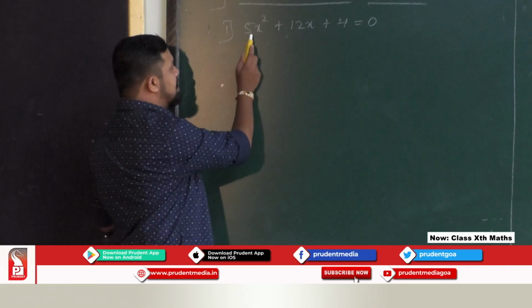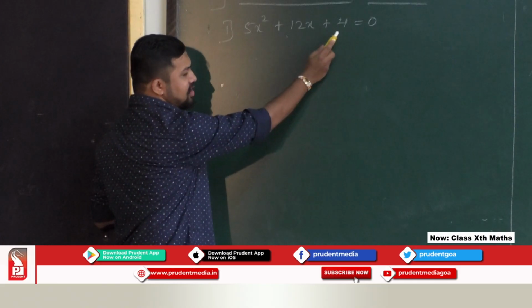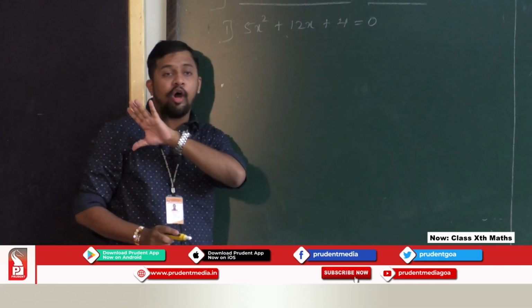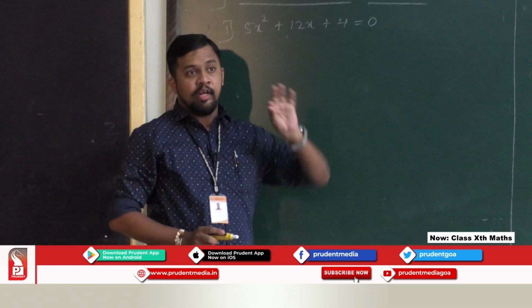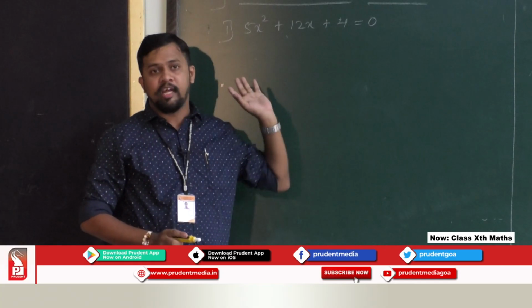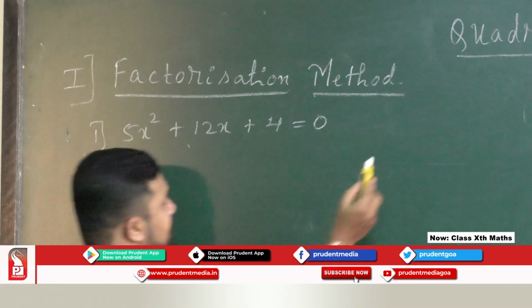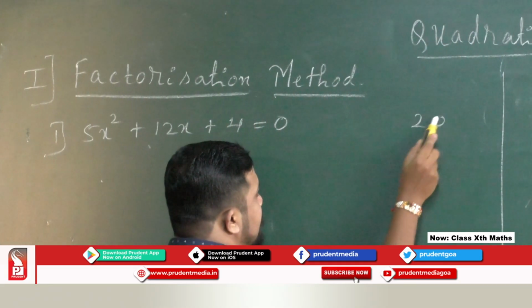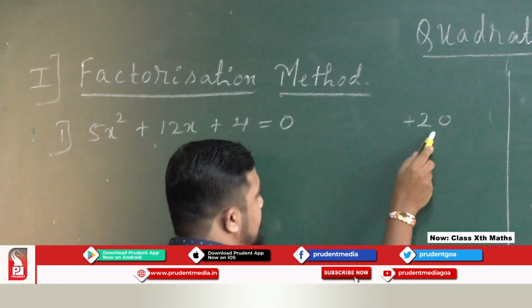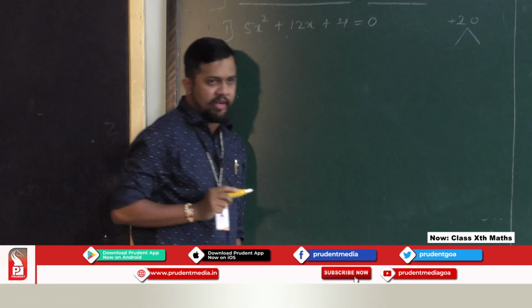In the first step, we multiply the first term and the last term, that is, the coefficients. We do not take the variables into consideration. The coefficient and the respective sign are very important. So I will multiply now: 5 fours are 20. It is a positive 20, so I will write plus 20.